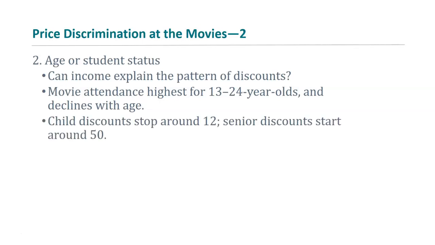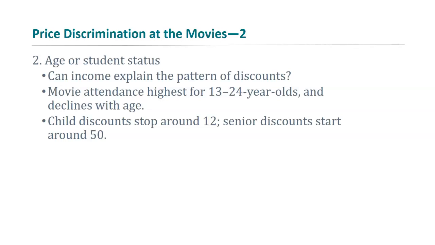Child discounts usually stop at 12. Senior discounts start around 50. And student discounts, that's where you see income mattering, right? A college student may not have the money to go to a bunch of movies, even though they might want to. So you offer a student discount to get them in the door, to come to those movies that they'd like to see.